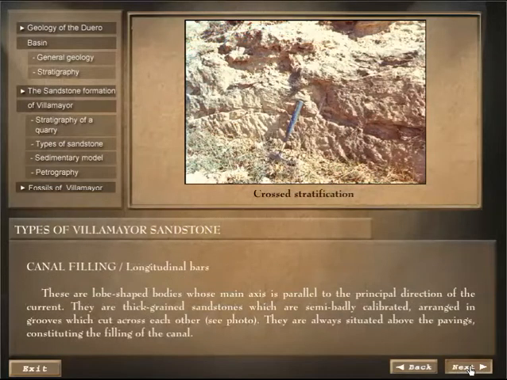Longitudinal bars. These are lobe-shaped bodies whose main axis is parallel to the principal direction of the current. They are thick-grained sandstones which are semi-badly calibrated, arranged in grooves which cut across each other, see photo. They are always situated above the pavings, constituting the filling of the canal.